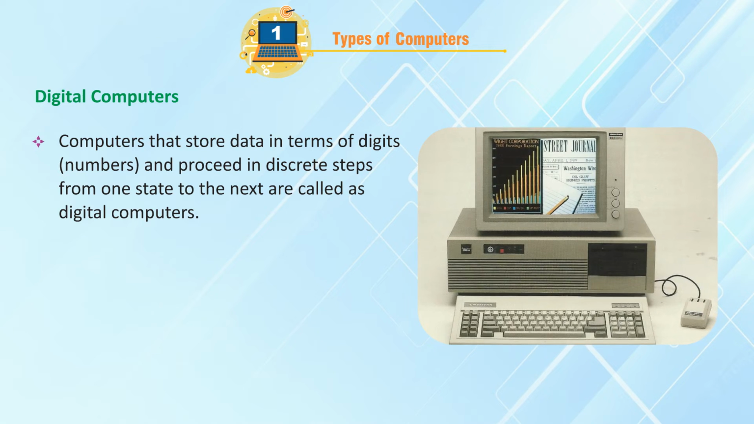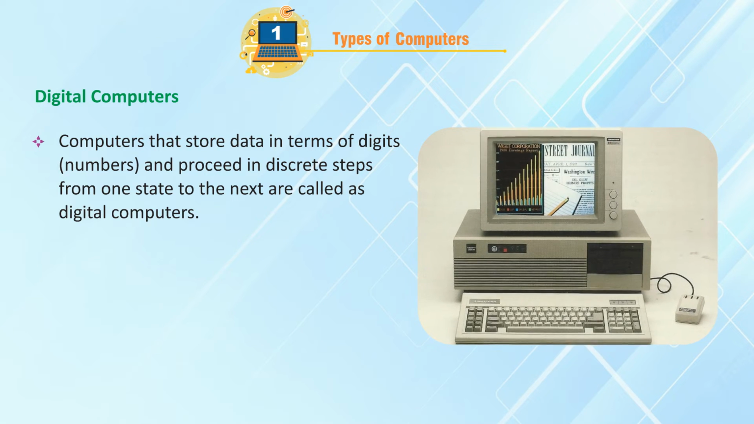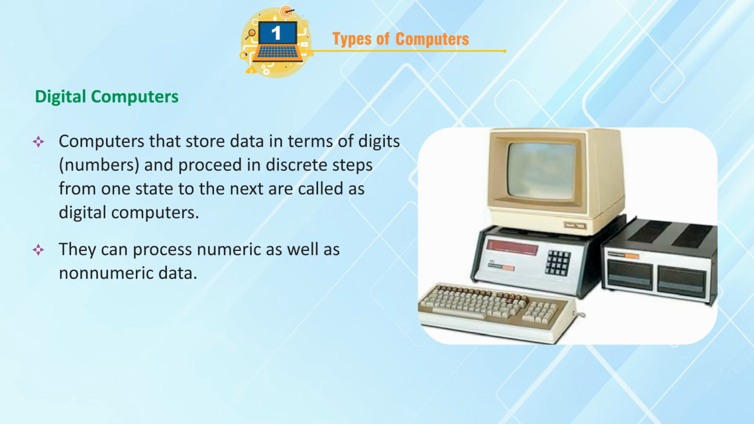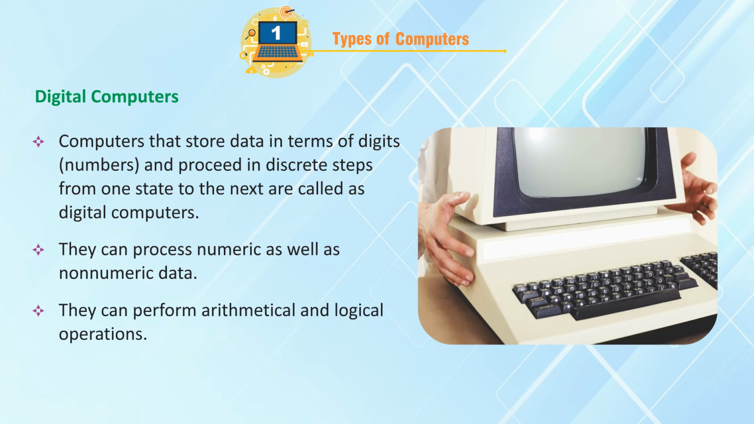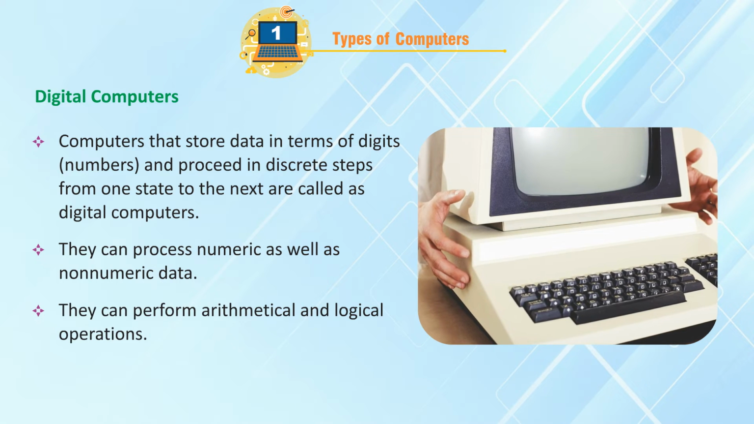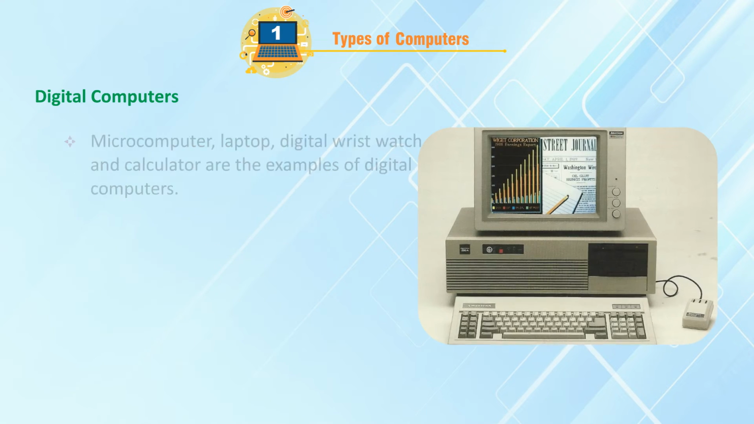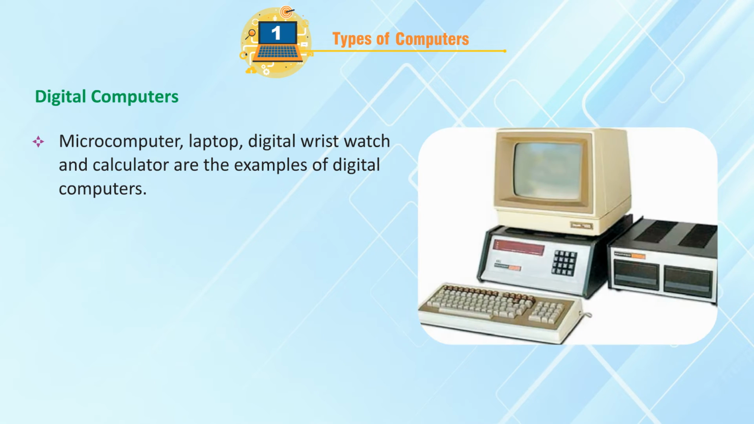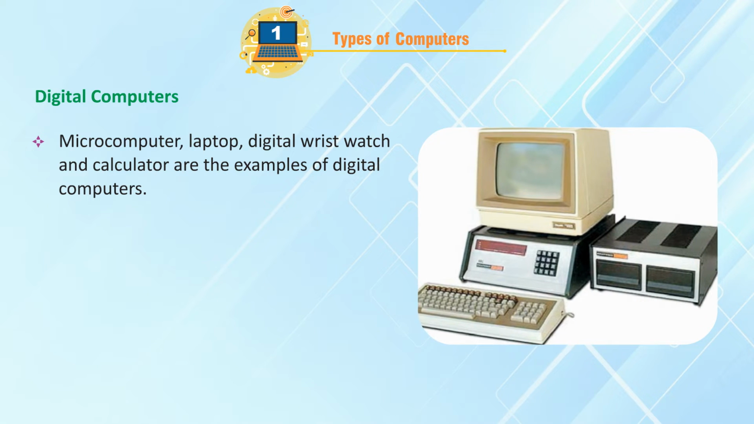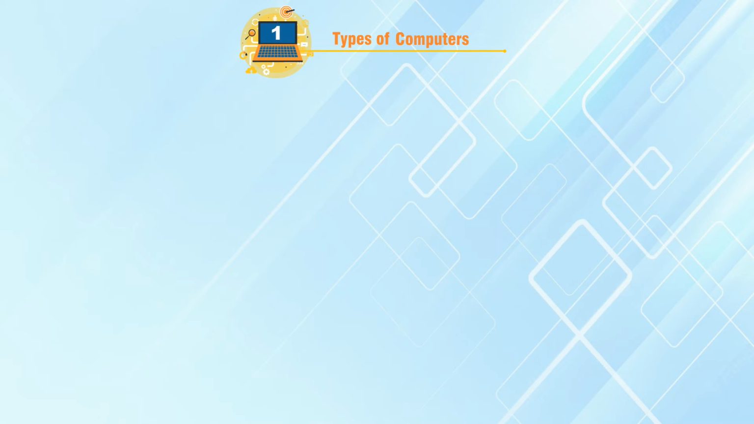Digital computers. Computers that store data in terms of digits, numbers, and proceed in discrete steps from one state to the next are called as digital computers. They can process numeric as well as non-numeric data. They can perform arithmetical and logical operations. Microcomputer, laptop, digital wristwatch, and calculator are the examples of digital computers.